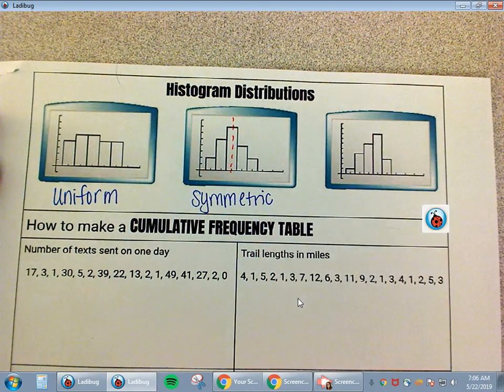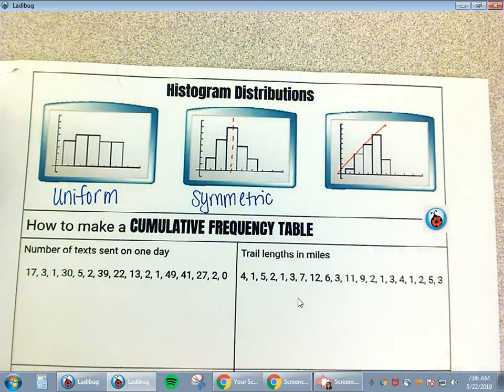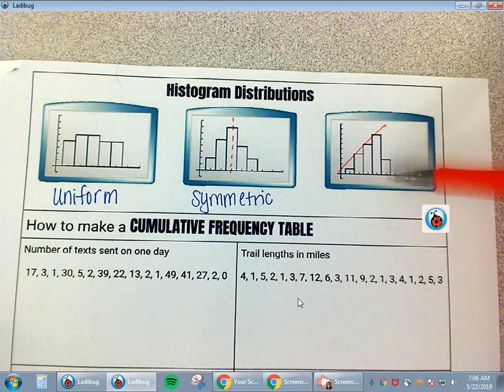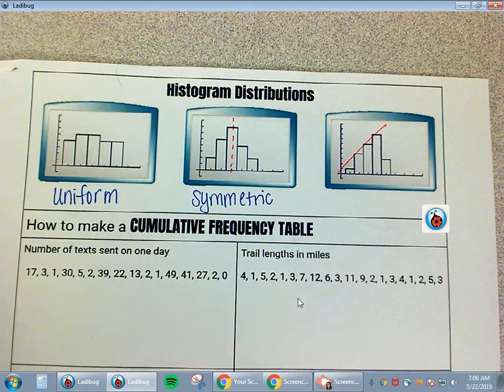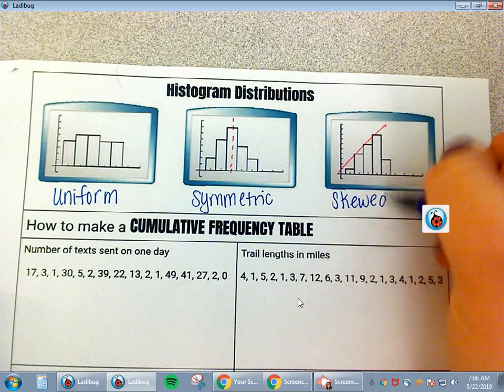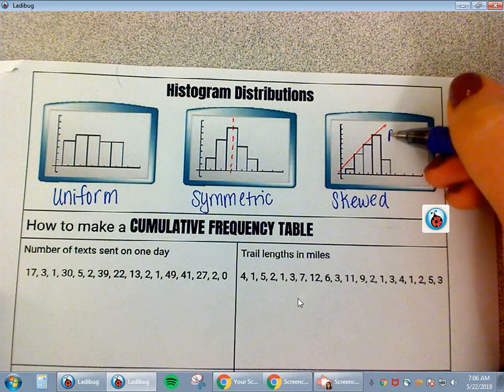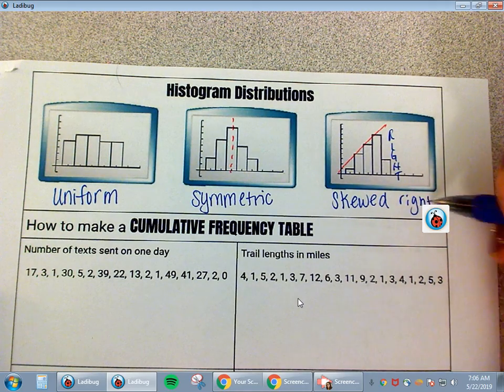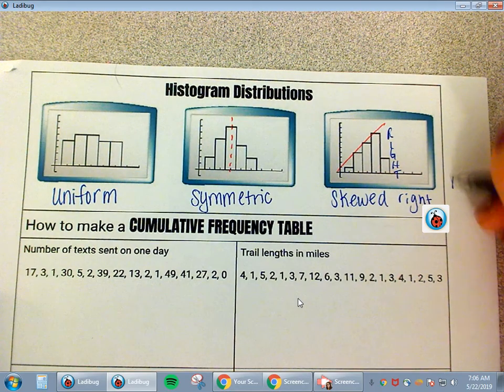And then lastly, notice this one is most of the data heading on one side. So most of the data is on the right side, kind of ignoring this bar, but I'm saying most. In that case, then this would be skewed. And if most of the data is on the right, then this one will be skewed right. And you can imagine a skewed left one would have had most of the data on the left.